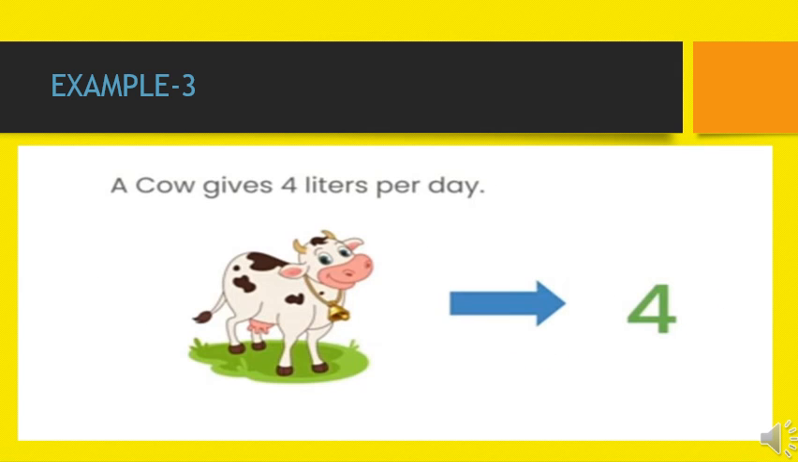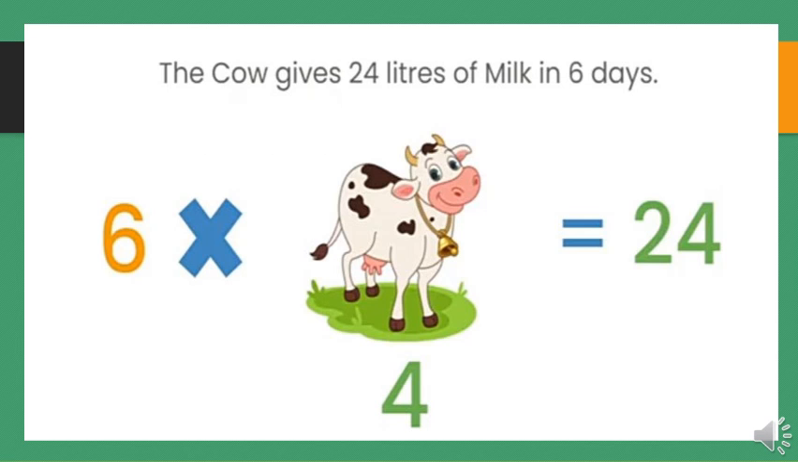Now let's see example 3. A cow gives 4 liters per day. The question is how many liters the cow gives in 6 days. 4 has to be repeated 6 times. That means 6 times 4 is 24. So the cow gives 24 liters in 6 days.